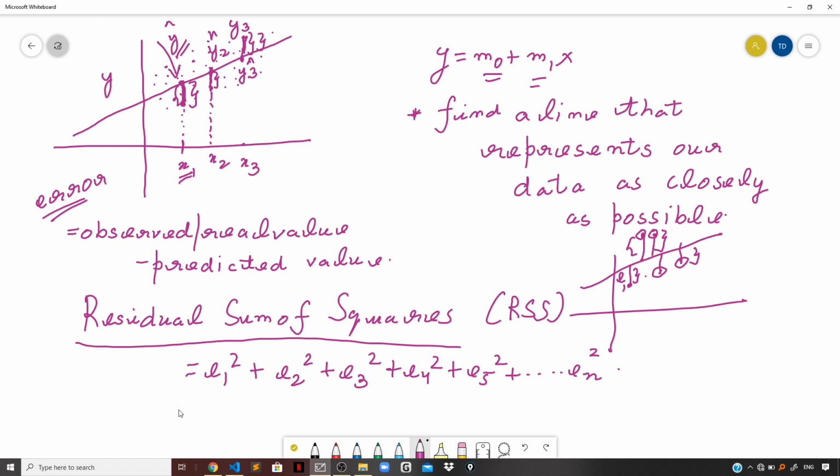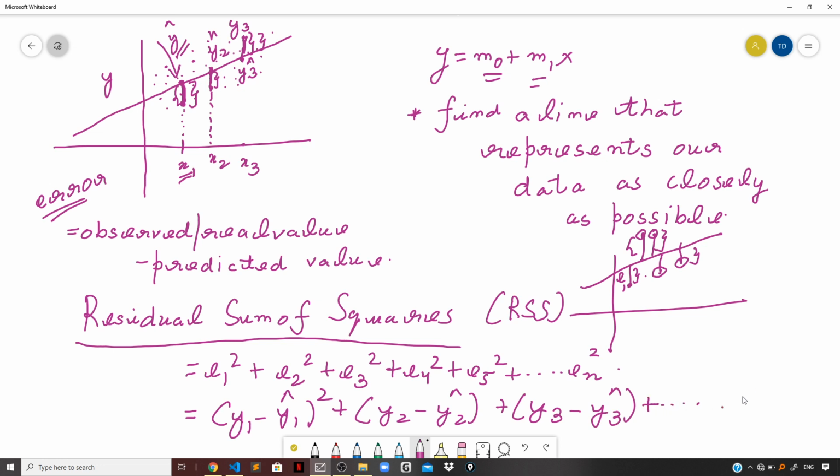Now I can say e1 as, if we use this formula, the real value, which is the real value described by your data set for a certain point. So I can say this as y1 minus the predicted value. The predicted value is basically the one that is lying on the line, okay. So that is, say, y1 cap, plus, and we can continue like this, y2 minus y2 cap, y3 minus y3 cap, and so on till yn minus yn cap whole square. So y1, y2, y3 are your actual values that we had in our dataset, and y1 cap, y2 cap, these are the values predicted by the model, okay.